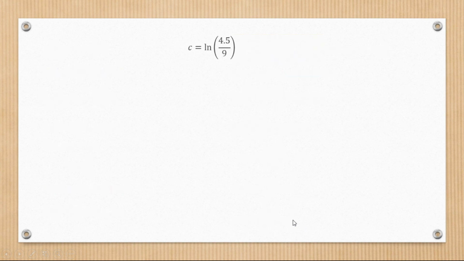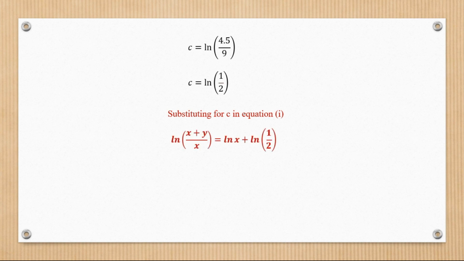So what I'll be left with is c is equal to ln 4.5 over 9, which is equal to a half. So I have ln a half. So c is ln a half. So now substituting for c back into equation 1, I'll have ln x plus y over x is equal to ln x plus, now where there is c, we are going to put ln a half, and that is the final answer.